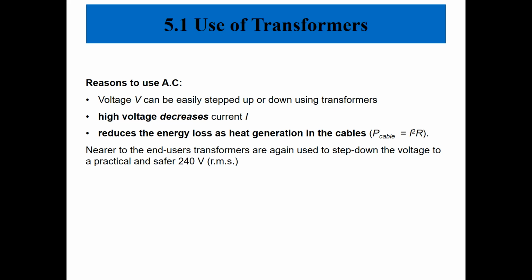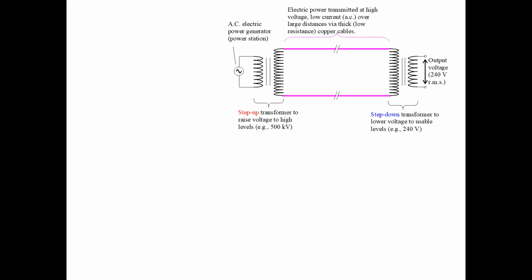Why is that important? Because if you can step up the voltage, using V equals IR, you know that you will reduce the current. And once the current is reduced, using P equals I squared R, where I is the current through the cables and R is the resistance of the cable, the power will be reduced. This is a very important concept, and we will see that later on in one of the examples, how much money we can save.